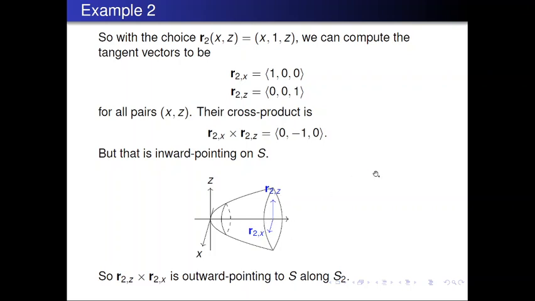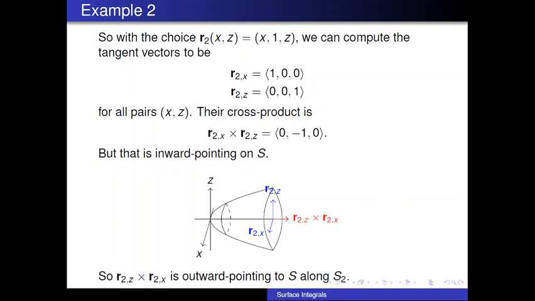So like I was saying in the previous video, when you have your surface broken into two pieces, you're going to have to make this distinction on each piece. But once you've determined at one point on each piece which one's pointing inward, that's the choice to make along that whole piece. Our parameterizations aren't so bad, at least piece by piece, that you would have to choose at more than one point along some piece to determine what's outward pointing. So using the right-hand rule here, it's clear that r_z cross r_x is the one that is outward pointing to the whole surface S along S2.